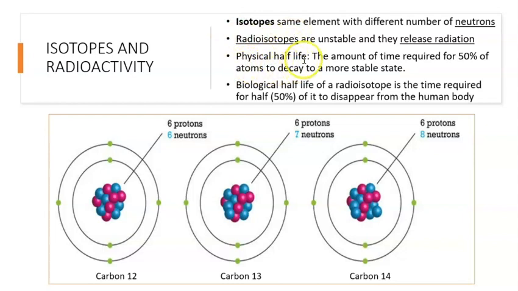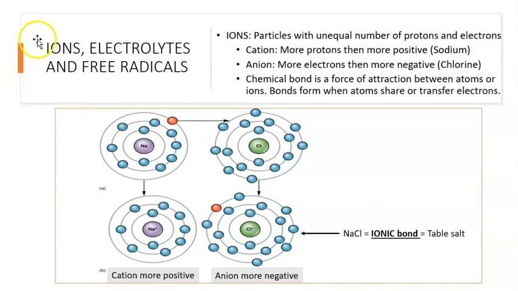Physical half-lives: since they release radiation, that means that they decay. So the amount of time that it takes for an isotope to decay 50% is called the physical half-life. The biological half-life is the amount of time that it takes for the radioisotope to decay 50% in the human body. If we scroll down, we're going to see ions, electrolytes, and free radicals.